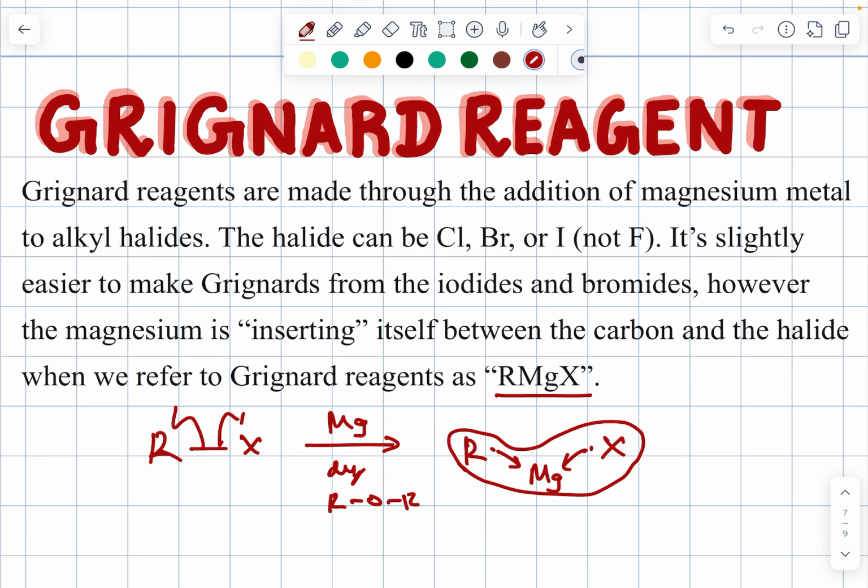So what is the statement here? Grignard reagents are made through the addition of magnesium metal to alkyl halide. The halides can be chloride, bromide and iodide, and these are all preferable. It is slightly easier to make the Grignard from the iodide and bromide. However, the magnesium is inserting itself between the carbon and the halide, and that is what we refer to as the Grignard reagent.